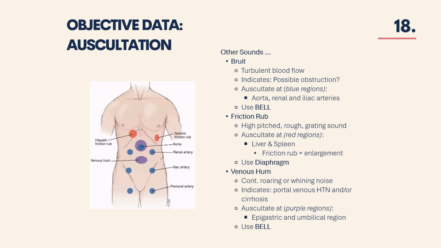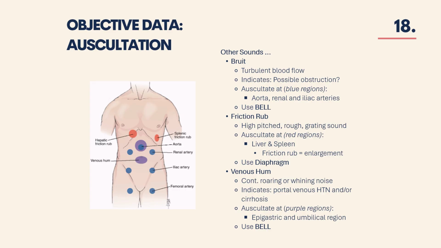So then we have other sounds that we're going to listen to. With this, you have your vascular sounds. You've got bruits. A bruit is turbulent blood flow. What does it indicate if we hear this turbulent blood flow? Is there a possible obstruction? So you will auscultate, and in the image, they are the blue regions. You're going to auscultate at the aorta, the renal, and the iliac arteries. And because you're listening vascularly, you want to utilize the bell.